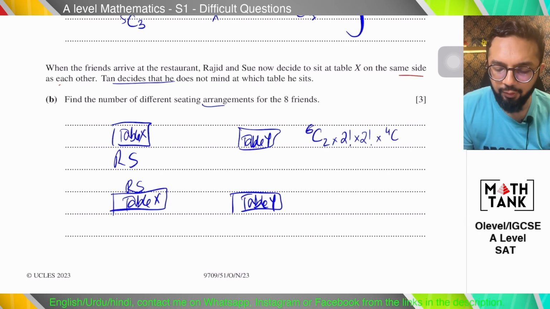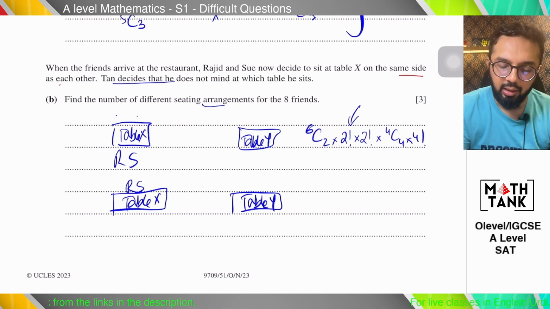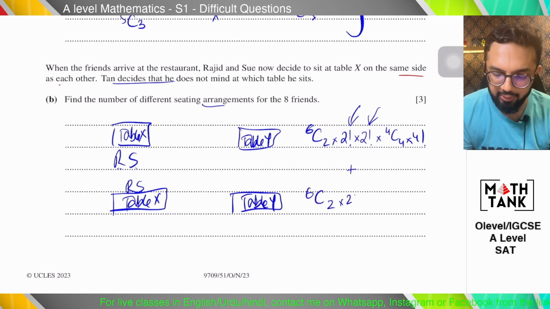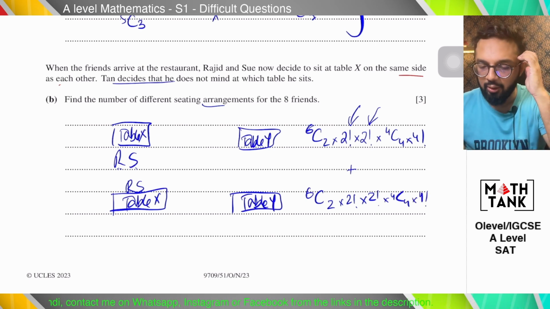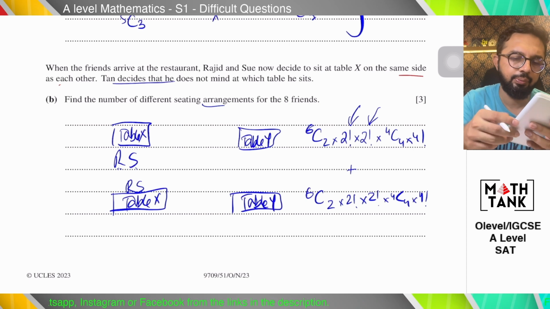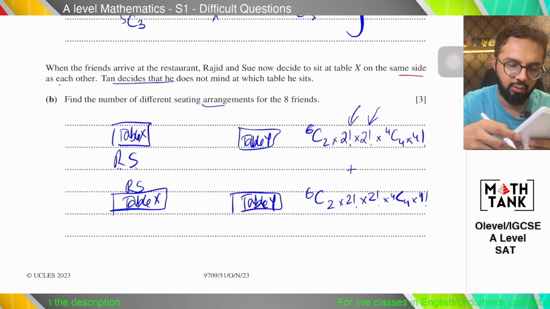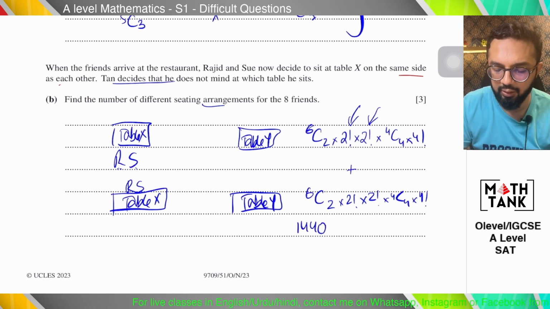Okay, and then I have 4C4 into 4 factorial. The other table is sort of no restrictions. This 2 factorial is for the other people sitting here, and the other 2 factorial is for Rajat and Sue switching between themselves. Then if Rajat and Sue are sitting on that side, so that's 6C2, again 2 factorial into 2 factorial, and then 4C4 into 4 factorial, that's for Rajat and Sue switching sides, so that's basically just into 2. 1440 and 1440 plus 1440, 2880.